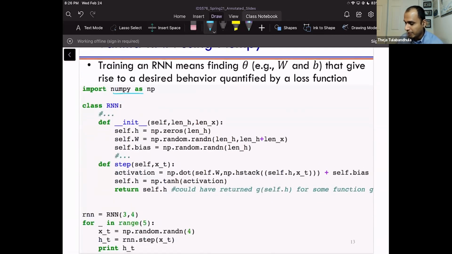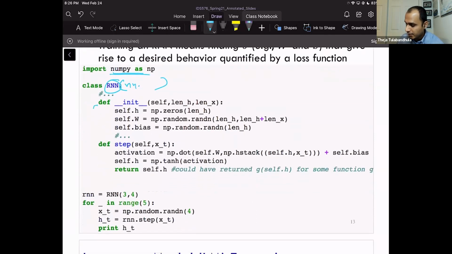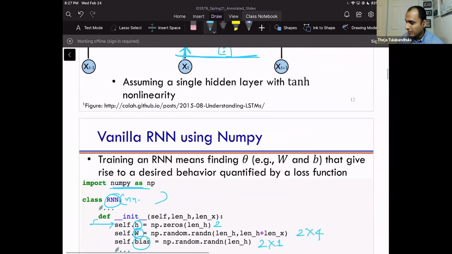Okay, so I'm doing it with NumPy, but basically you start with an RNN, maybe extending nn.Module and all that, and then the init function will say there's a hidden vector h of some length, let's say 2. There's going to be a W and a bias. That W is going to be, let's say, 2 cross 4, and the bias is going to be 2-dimensional, 2 cross 1. I'm just going back to this example.